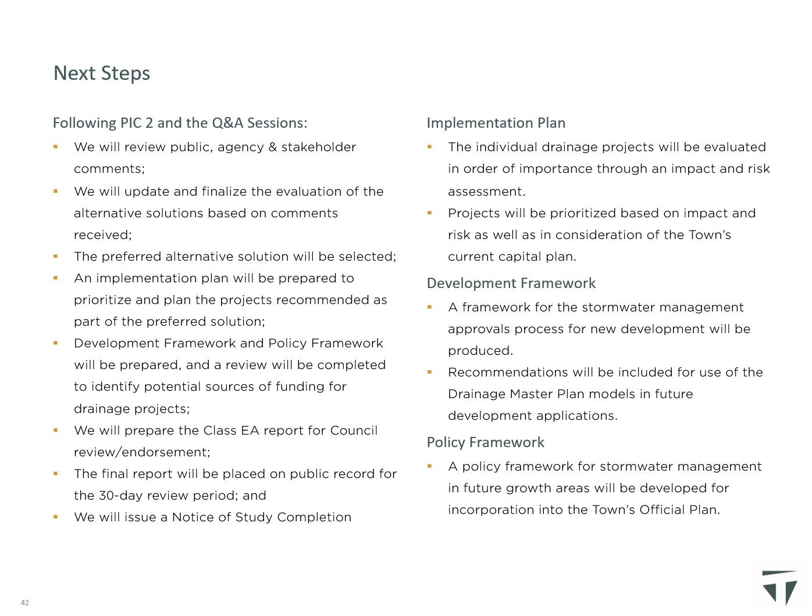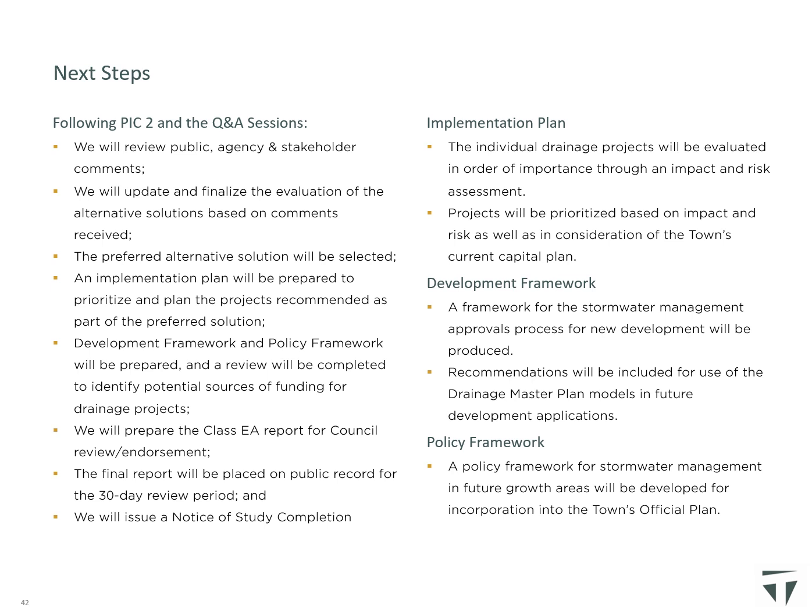The alternatives evaluation will be refined based on the comments and concerns received, and the preferred alternative solutions will be selected. After the preferred solution has been selected, an implementation plan will be prepared to prioritize the recommended projects. We will also prepare development and policy framework to help guide the town's approach to development approvals and stormwater management in the future. This framework will also include recommendations on the use of the Drainage Master Plan models and updates to these models as part of future EA updates to reflect items such as climate change, future development, and the results of a potential monitoring and calibration program.